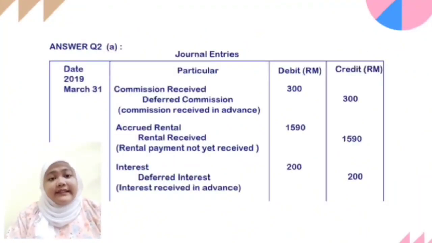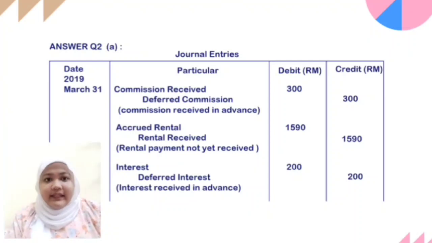Now, let's move to the general journal part. The first one is from our first additional information, which is commission received in advance, 300. In advance means it is deferred commission. So in our journal, we will debit the commission received and credit deferred commission, with the amount of 300. The explanation is commission received in advance.